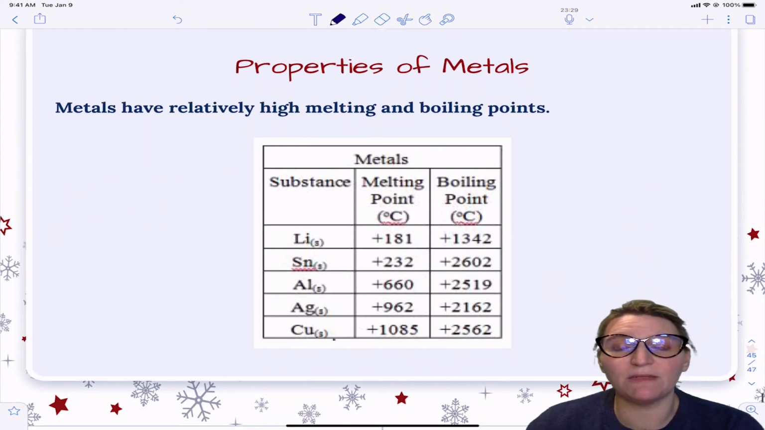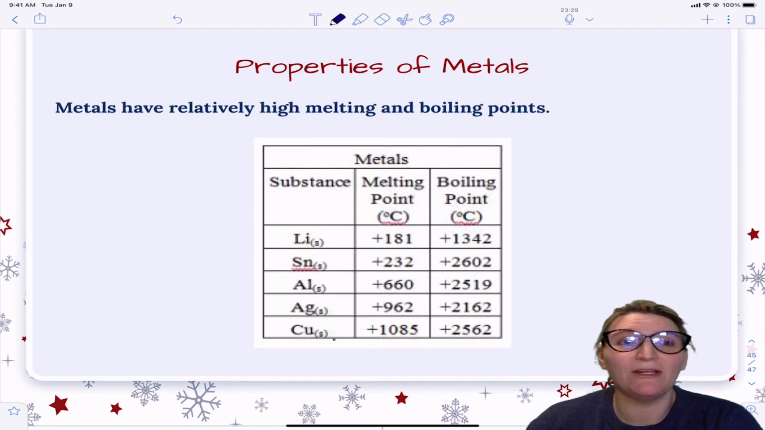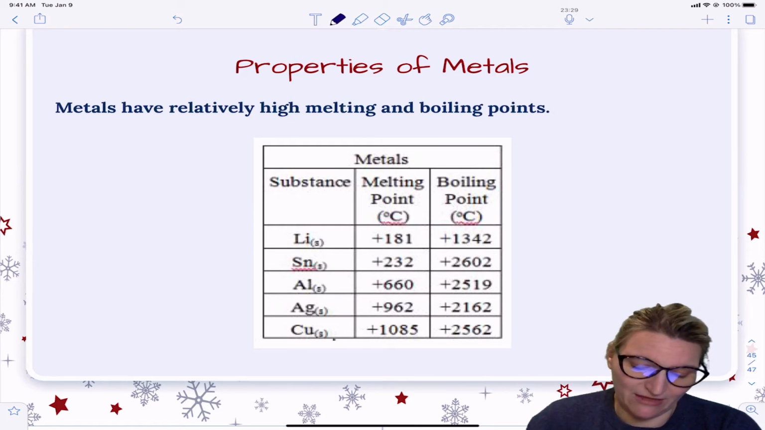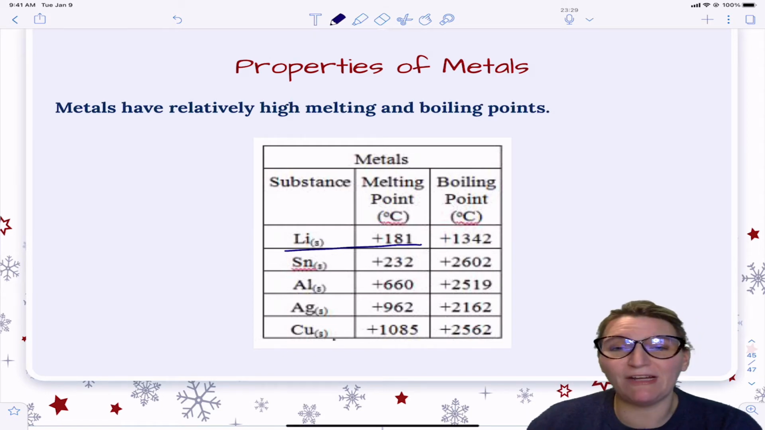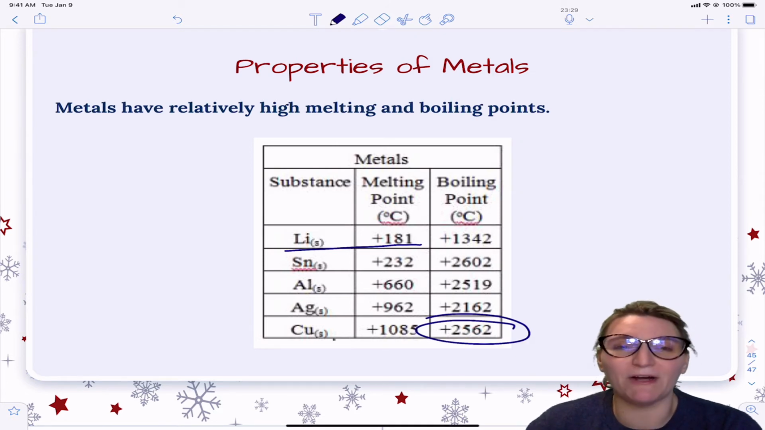And finally, we talked about how metals have high melting and boiling points. And I think we said relatively high because some of them don't, right? Mercury is a liquid at room temperature. We could see lithium has a melting point of 181 degrees Celsius. That's not really all that hot of a temperature. But then we get to copper and it takes an awful lot of energy.